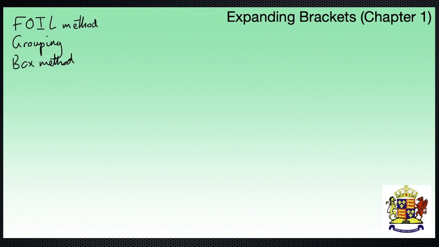Now, I'm not going to say that one is better than the others, but the box method is definitely the best one. The FOIL method is good, it's okay. It is a little bit limited, okay. Grouping is pretty good, and box method is very good too. Now, what I'm going to do is show you the grouping method and then the box method, so that you get a flavor of these two new ones. What you will find with FOIL method is that it has its limitations, and actually we need a slightly better method when we're doing our calculations.